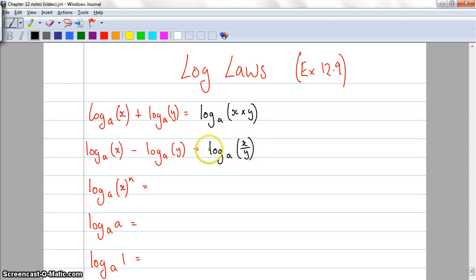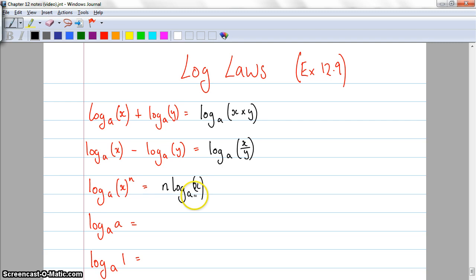We don't divide the logs. It doesn't become log A of x divided by log A of y. That's something completely different altogether, and we'll have a look at that a little bit later. It's just the log A of one term divided by the other term. Something else that can be quite useful is that if we've got log A of x to the power of n, we can move this n out the front and multiply it by the log. So that becomes n times log A of x.